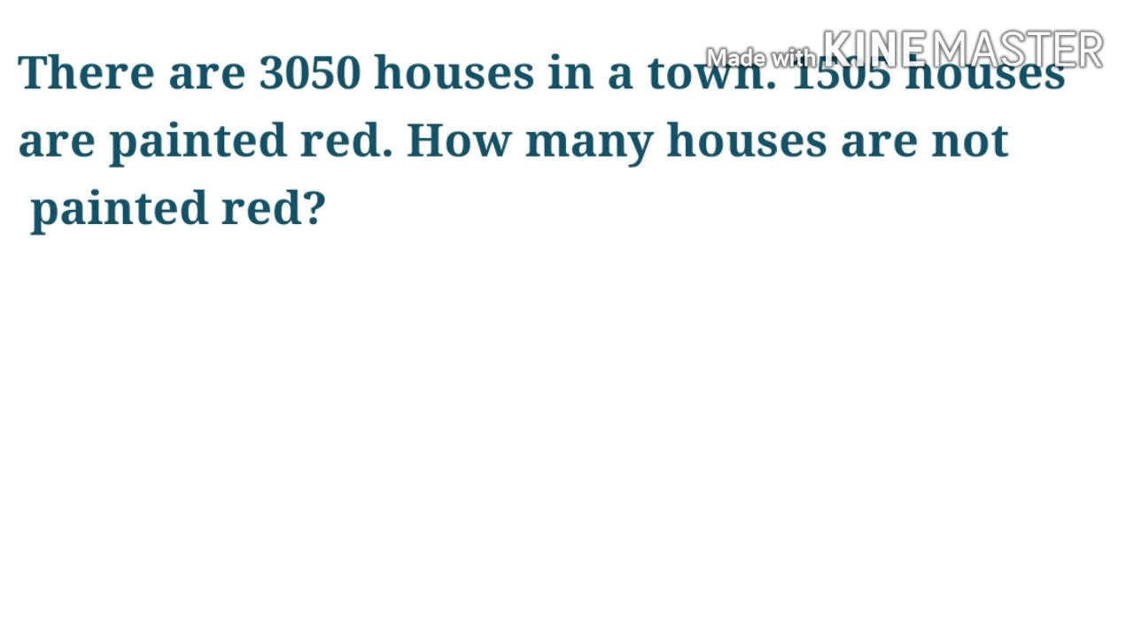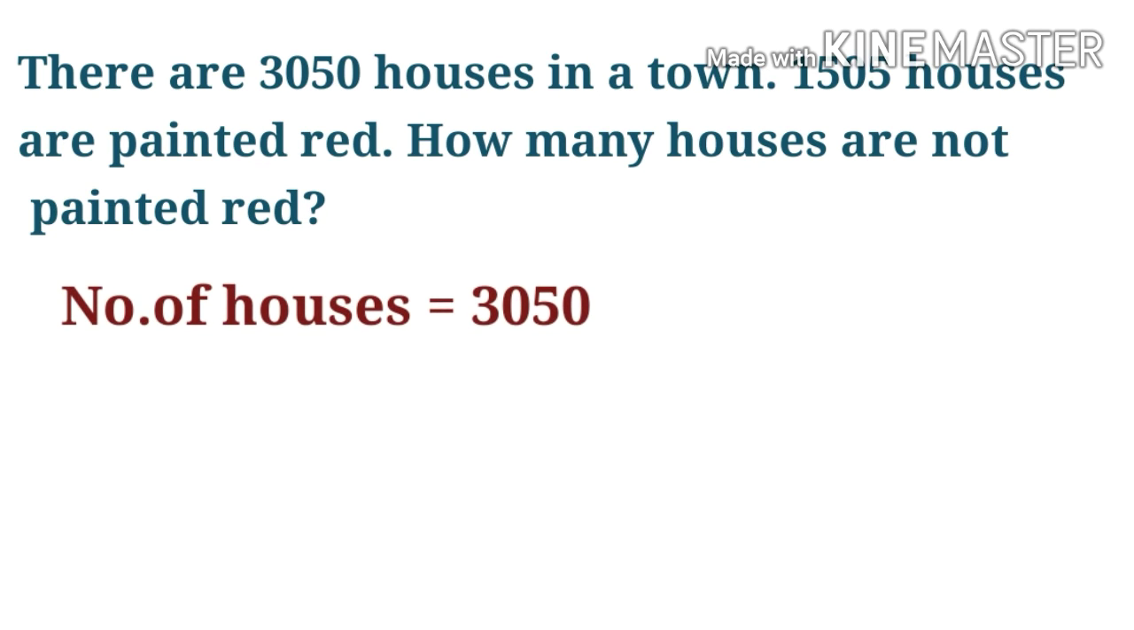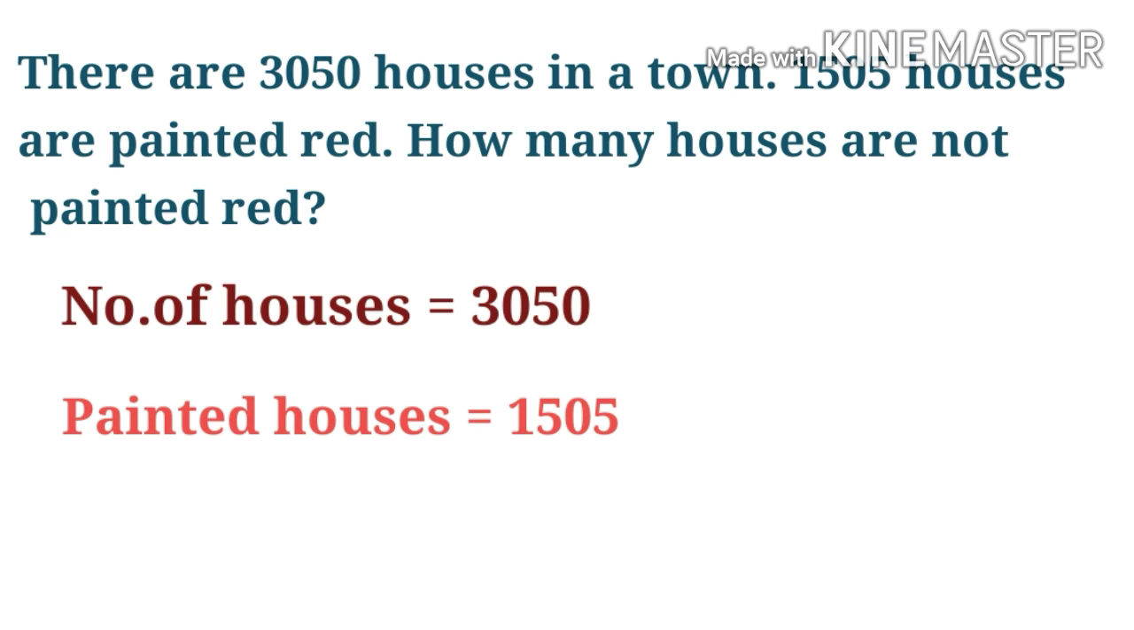So we can start to write the first statement. What will be the first statement? Yes, number of houses is equal to 3,050. Then write second statement as number of houses painted, that is equal to, or you can simply write painted houses is equal to 1,505. Then what will be the last statement?